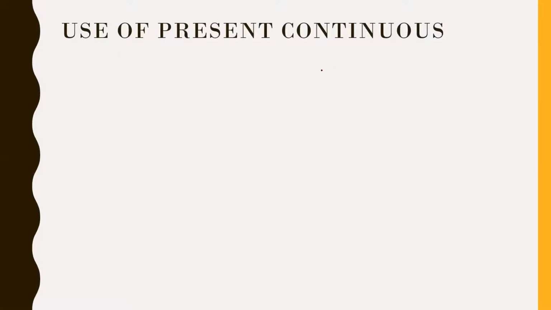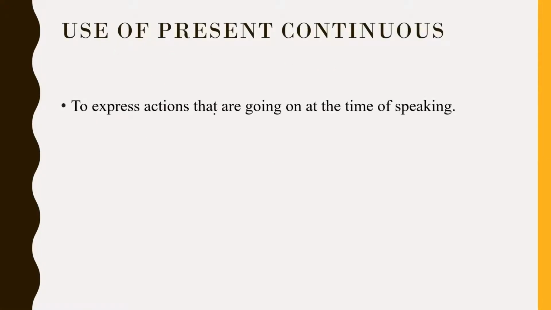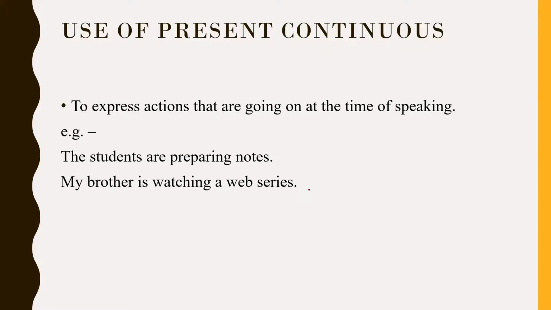Use of present continuous. First, to express actions that are going on at the time of speaking. Example, the students are preparing notes. My brother is watching a web series. I am searching a new flat. Please focus on this sentence. In this sentence, it is saying I am searching a new flat. But this doesn't mean that at this time of speaking, I am doing that action. Instead, it means that I am speaking, but in background activities, I am doing it.